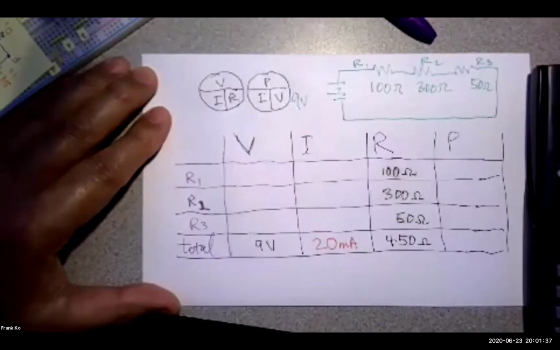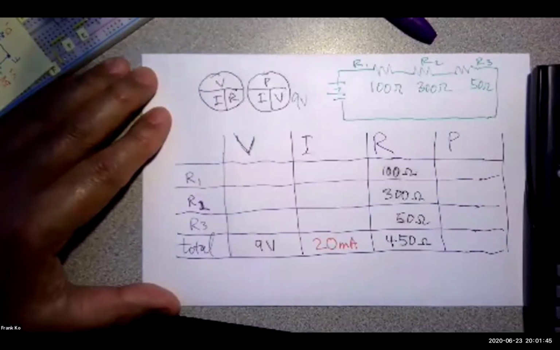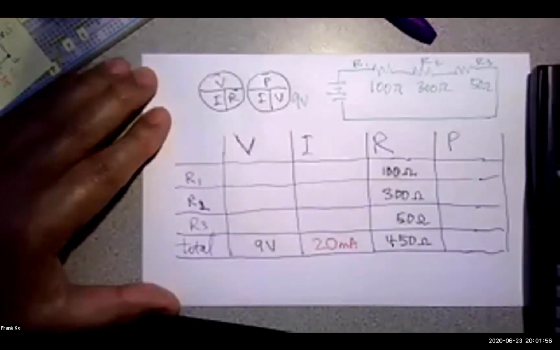We need 2 quantities in order to solve for a third. It doesn't look like we've got 2 quantities in any of the other rows. So we need to go back to a concept in series circuits. What is the same through all parts of a series circuit?